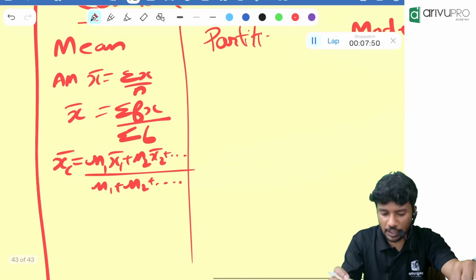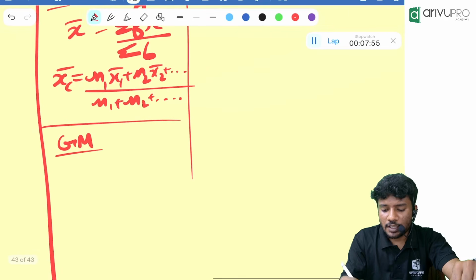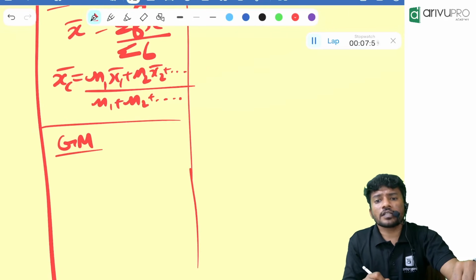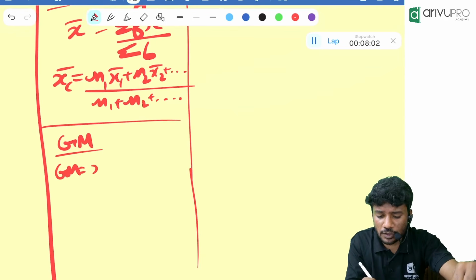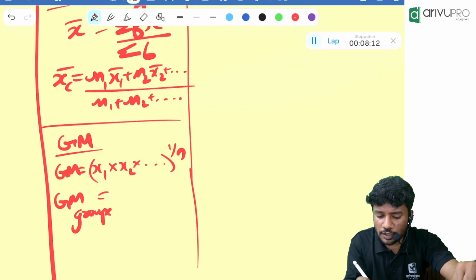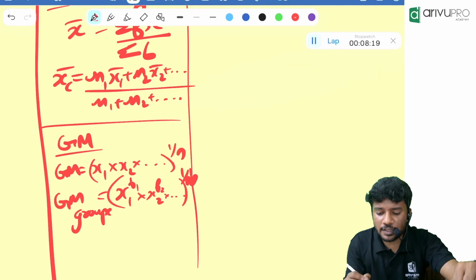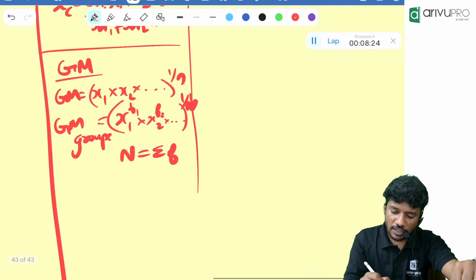That is combined mean. Then we studied geometric mean, correct? GM is nothing but the product of all the observations raised to 1 by n. For ungrouped data, GM is equal to x1 into x2 into etc. raised to 1 by n. Then GM for grouped data is x1 raised to f1 into x2 raised to f2 into etc. raised to 1 by capital N. Capital N is nothing but sigma f.